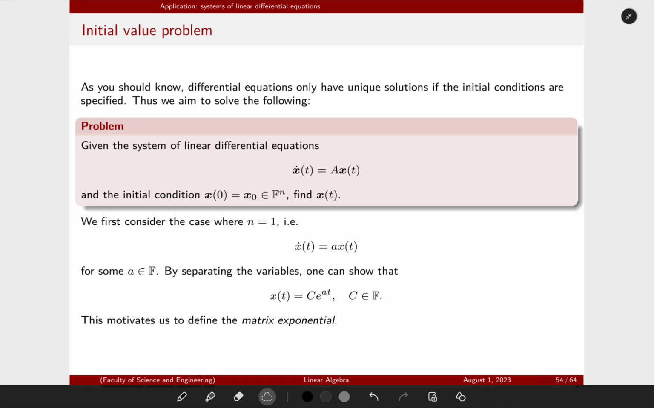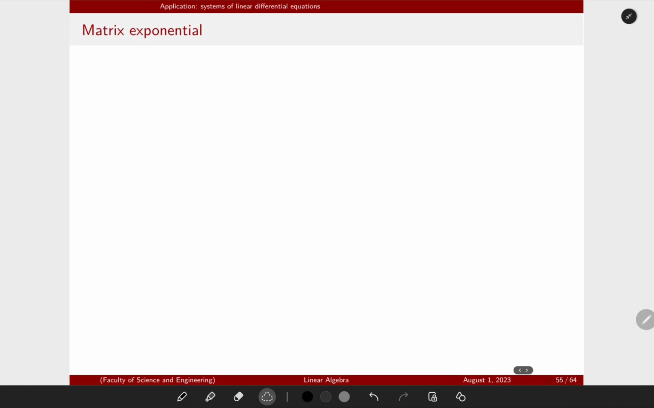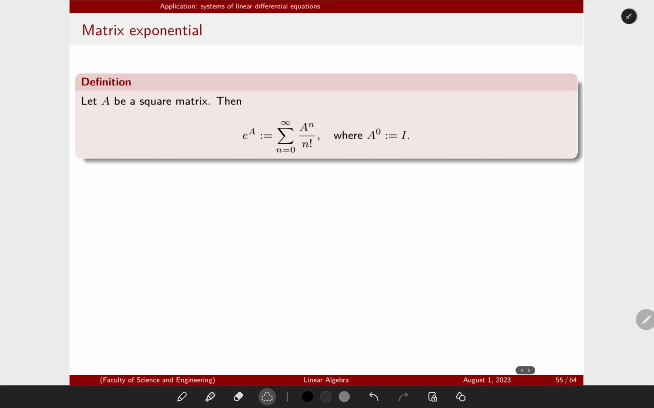And this motivates us to define a matrix exponential. We want to see if we can somehow generalize this result to the case where this a is not a scalar but a matrix. So we define a matrix exponential. Let A be a square matrix, then we define e to the power of A, where A is the matrix, to be this sum. This is an infinite sum of matrices, and we say that A to the 0 is the identity matrix.